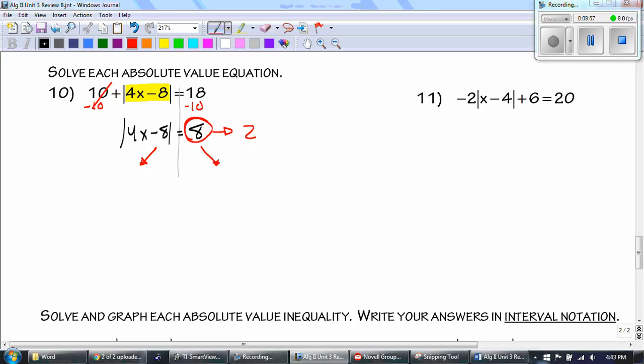Okay, so I break this up into 4x minus 8, 4x minus 8. One time it equals a negative, and the other time it equals a positive. And then you just go through and solve, and I'm going to pause this video and you guys are going to solve it on your own. That means you have to pause it too. Okay? Good luck.